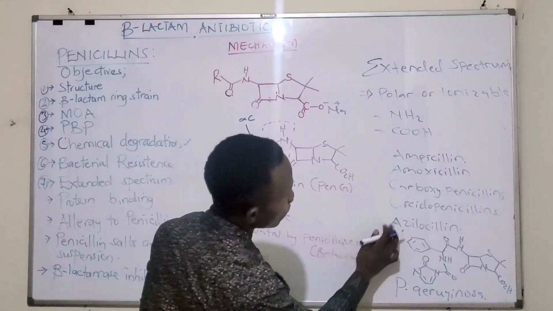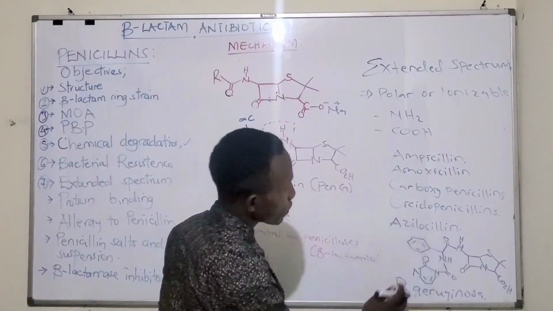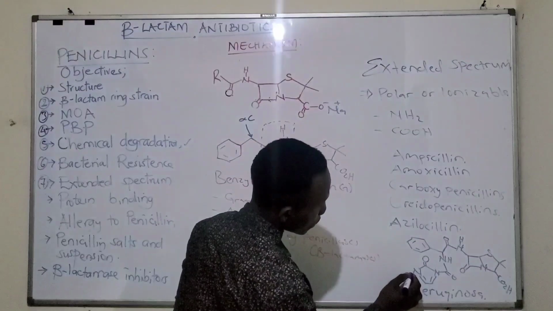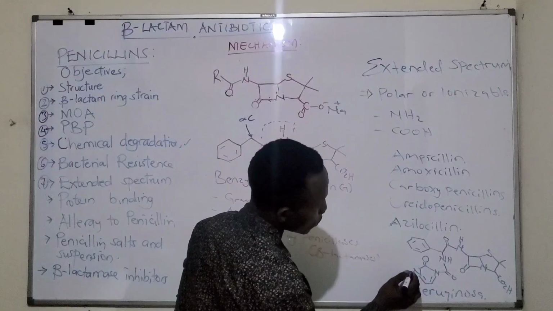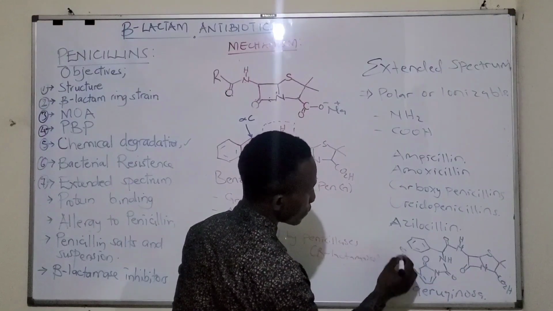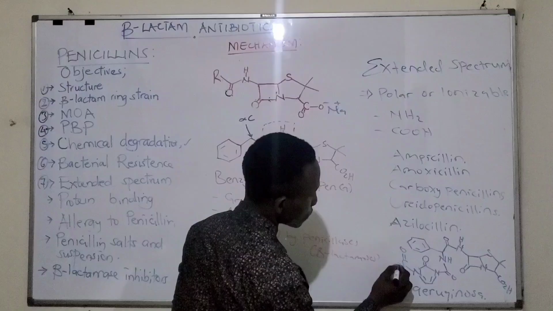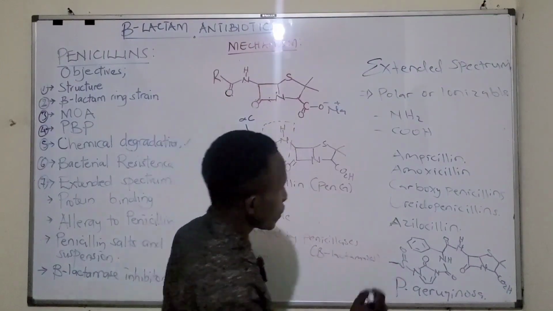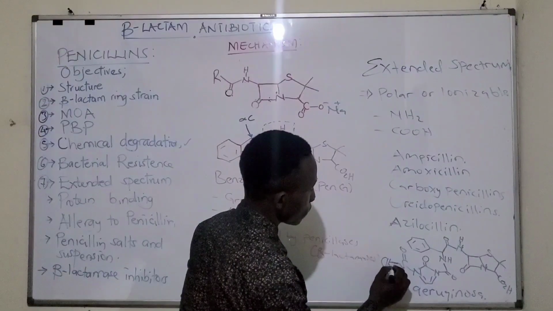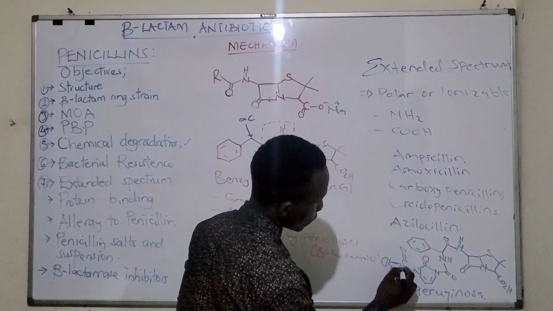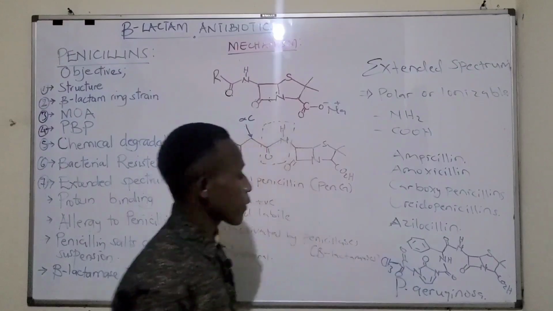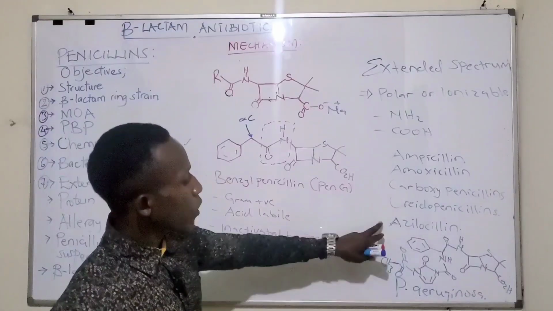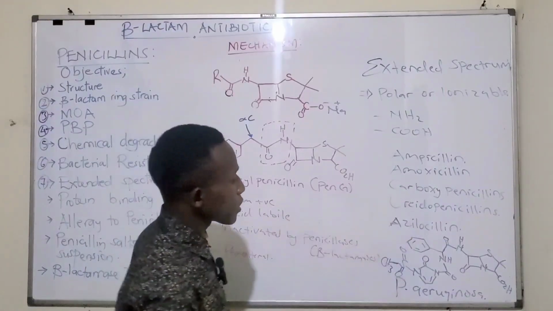So this is azlocillin. For mezlocillin, here it was substituted with the sulfonyl group, then with a CH3 here. One was substituted with this group for mezlocillin. Now this is mezlocillin.